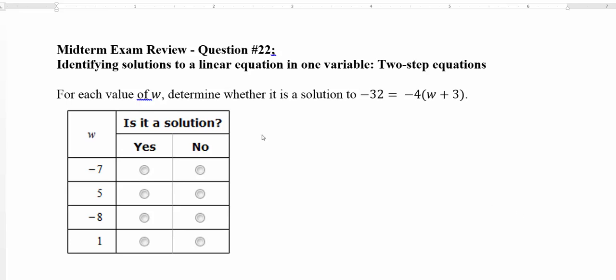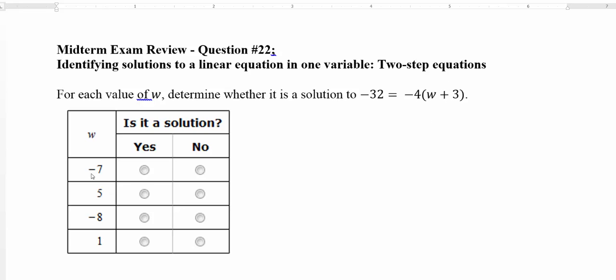In this problem, we're asked to see whether or not each one of these values is a solution to this equation. For each value of w, determine whether or not it's a solution to this equation: negative 32 equals negative 4 times the quantity w plus 3.